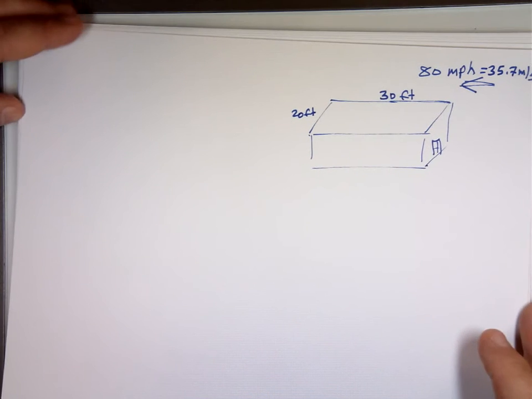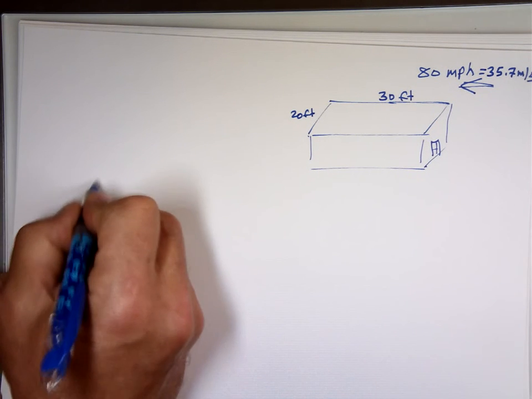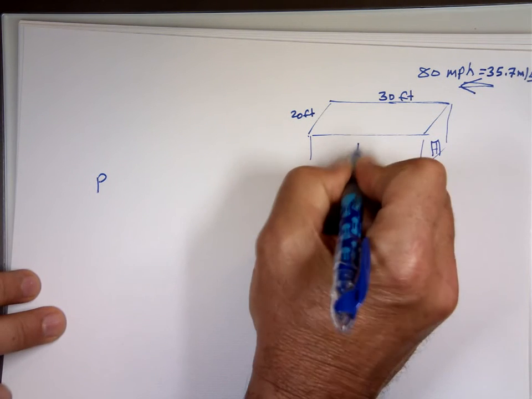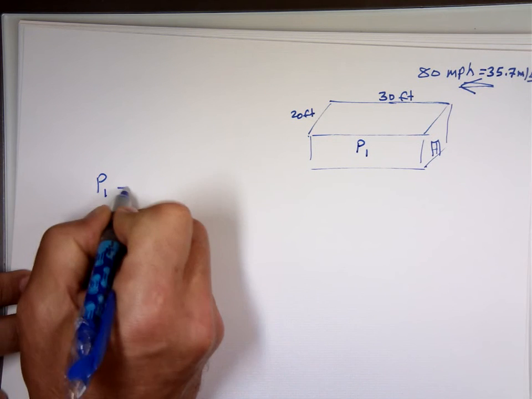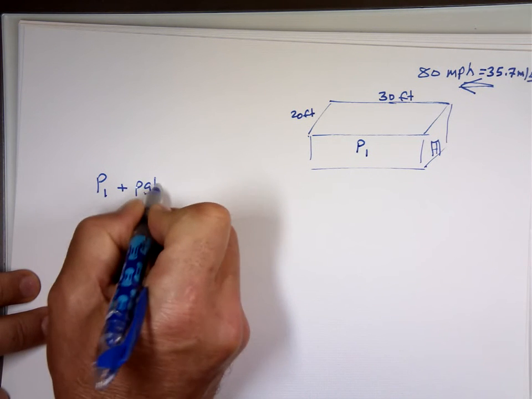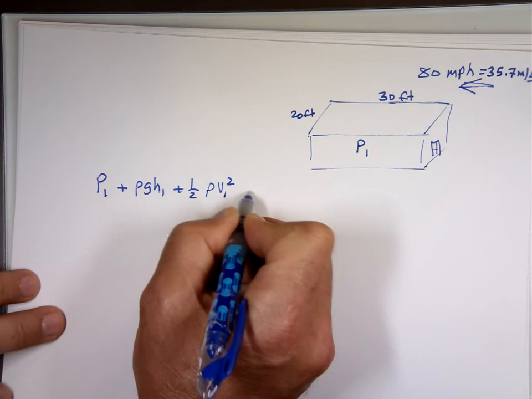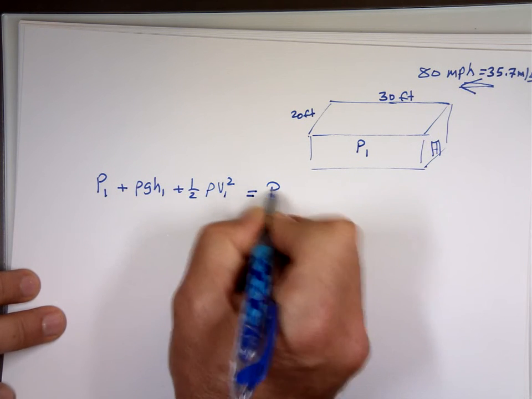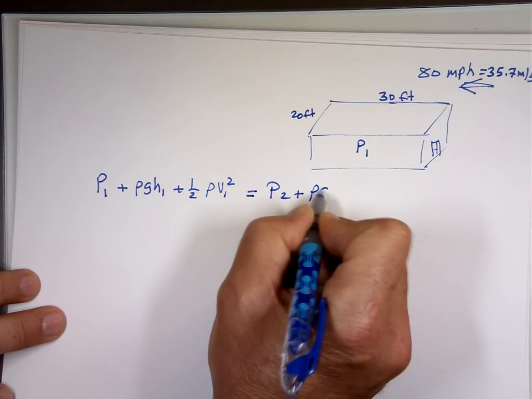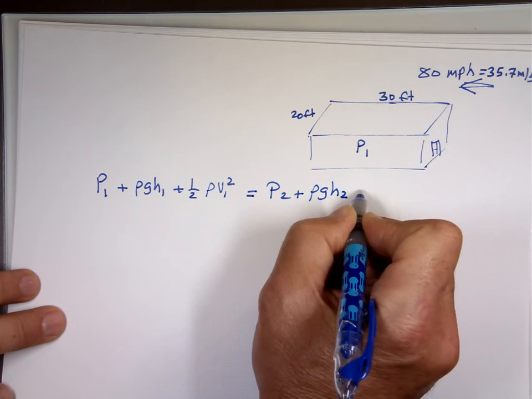Bernoulli equation says pressure 1, that's what the inside is: P1 plus rho g h1 plus 1/2 rho V1 squared equals P2 plus rho g h2 plus 1/2 rho V2 squared.